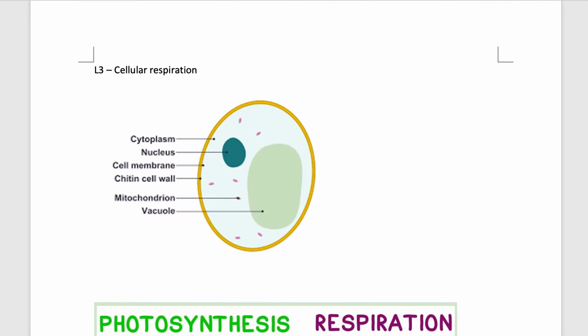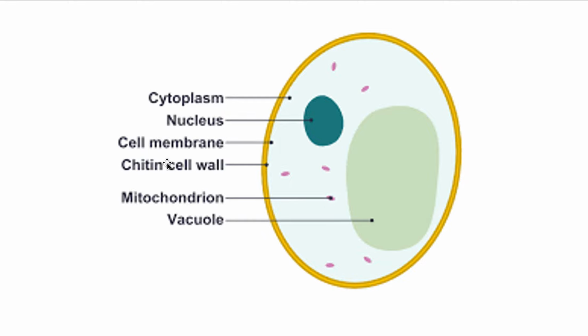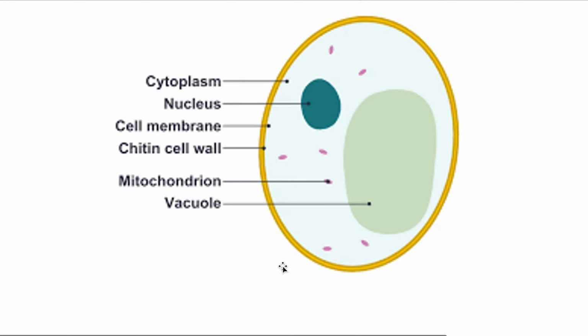Video on cellular respiration. Before we begin this video, you must know some really important parts of a cell, and that is the mitochondria, this thing, and the cytoplasm where reactions occur. Both of these places are the two most important places where cellular respiration occurs.